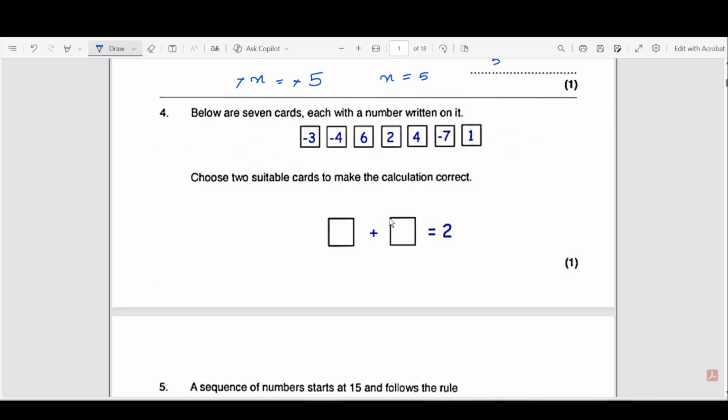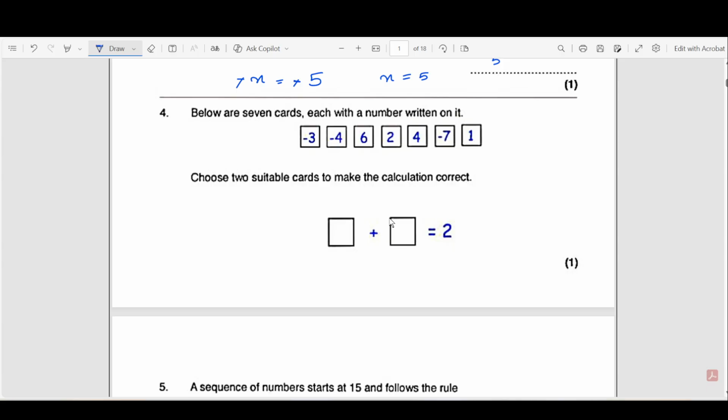Okay. Is that clear? Now we have the next question. There are 7 cards and there is a number written on each card. Choose two suitable cards to make the calculation correct. So we should get 2, right?